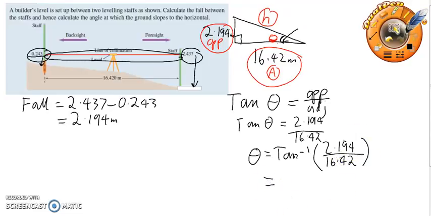And we end up with 7.61 degrees. If you're having trouble with your calculator, you need to come and see me or your teacher and see why you're not getting the right answer for that one. So that's just the starting point, and I'll just end it there for now for finding some irregular areas.